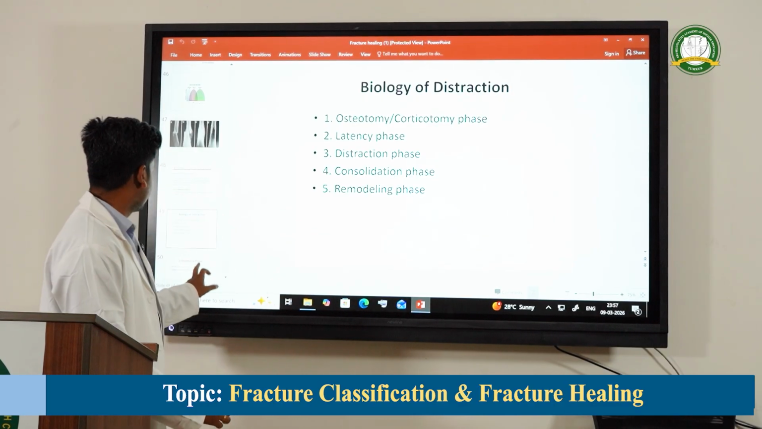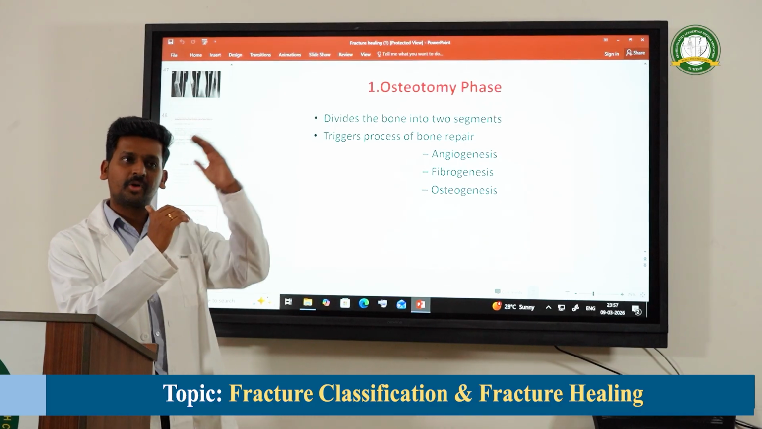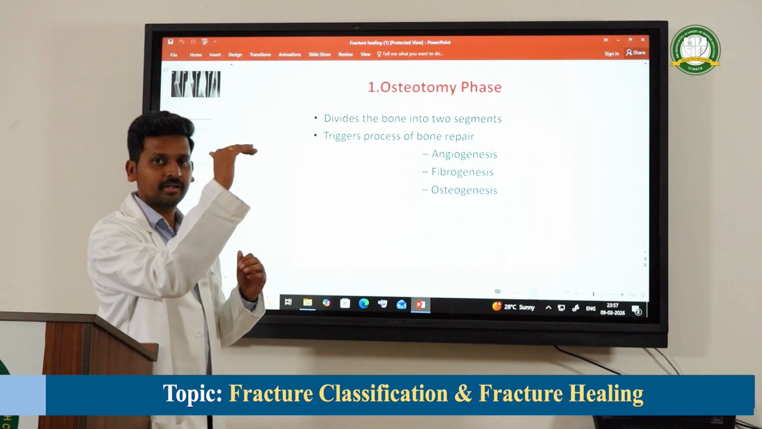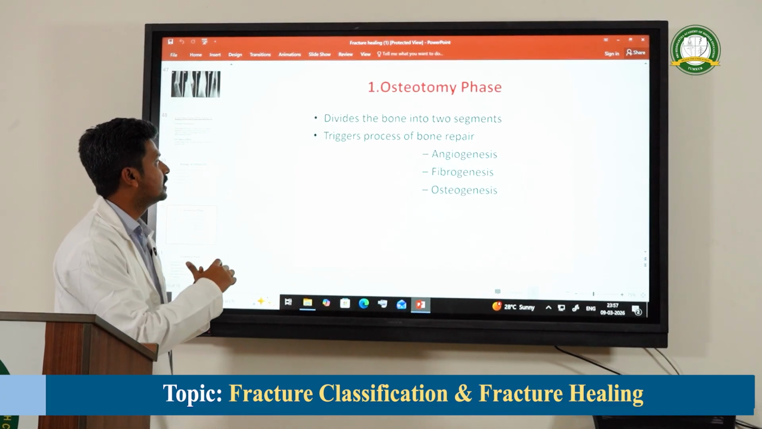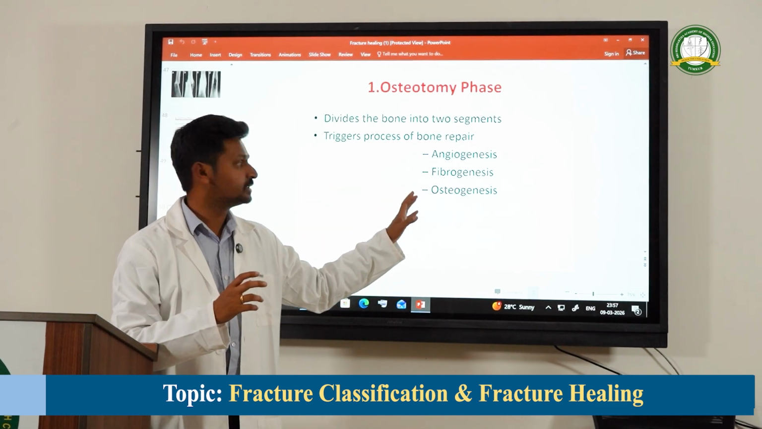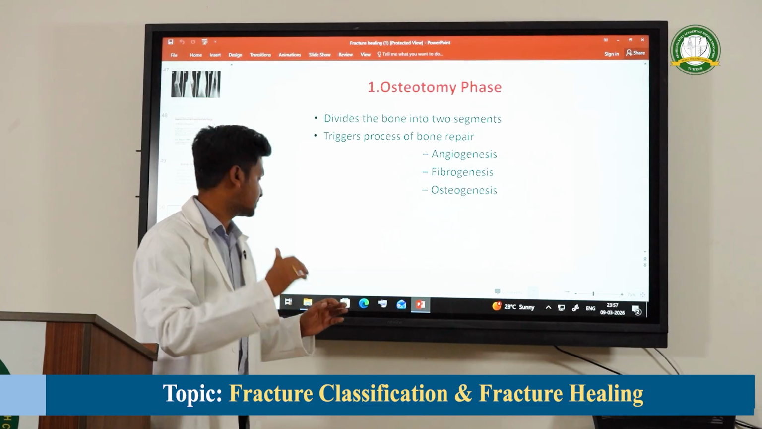First is the osteotomy phase, where we divide the bone. So there is one fracture site, proximal and distal fragments. In the proximal fragment, we make a cut in the bone. So that is called osteotomy. It is divided into 2 segments, and this triggers bone repair, angiogenesis, fibrogenesis, and osteogenesis. This happens in the osteotomized part, that is done by us.